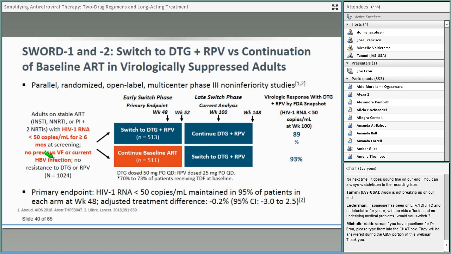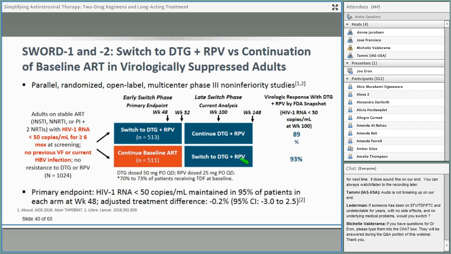They had to have suppressed viral load, and they couldn't have previous virologic failure, and of course they couldn't have active hepatitis B infection, and they couldn't have any known resistance to dolutegravir or rilpivirine. And the bottom line is this is very successful. This is now over 1,000 patients who have switched, some earlier, some later, and very excellent results with this particular combination.